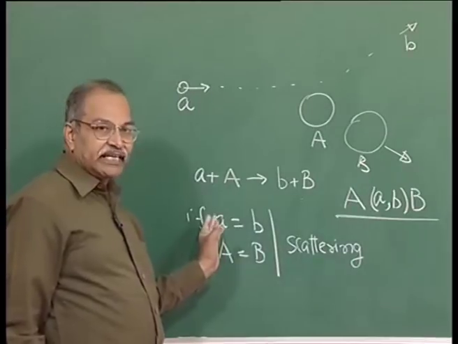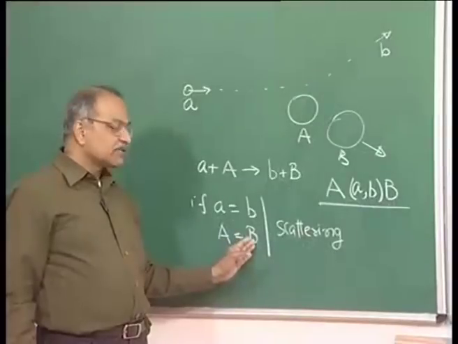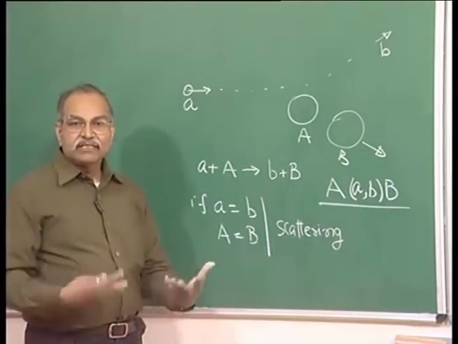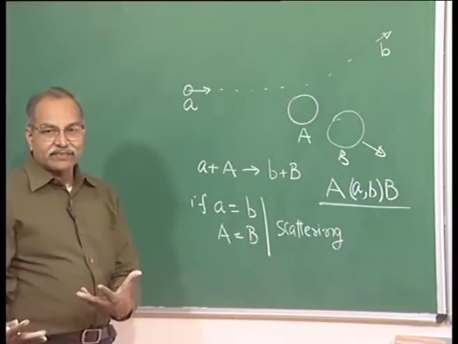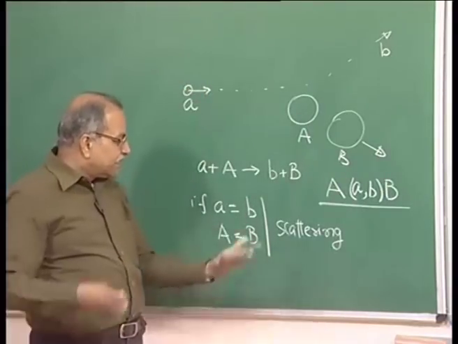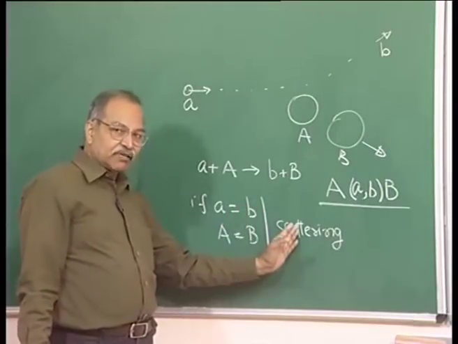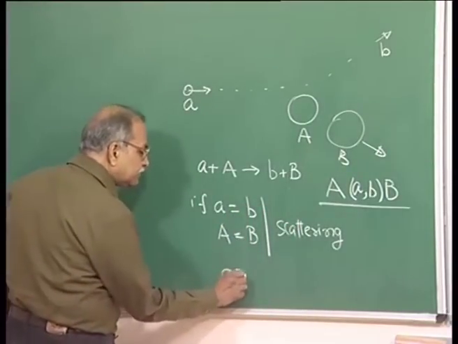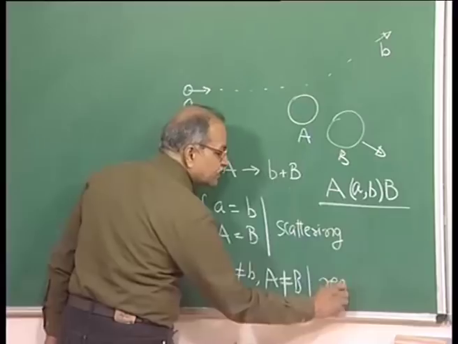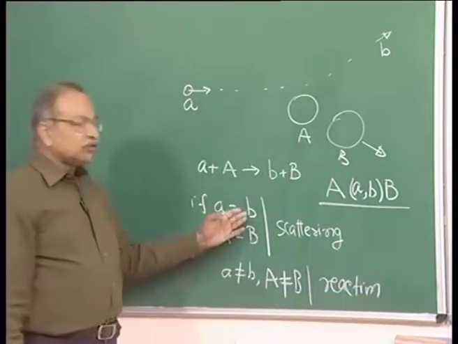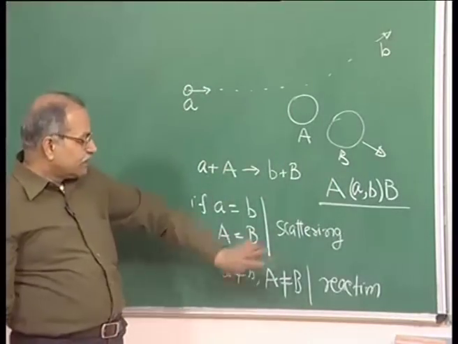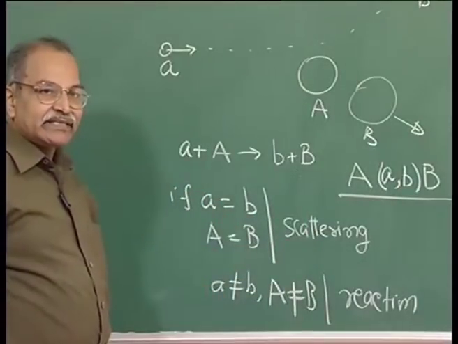And if a and b are really different, and this capital A and capital B are really different, so some nucleons have gone from this particle to that particle and so on, then you generally call it nuclear reaction. Although this whole thing can also be termed as nuclear reactions, but normally it is a loose term. This is scattering, perfect, and if a is not equal to b and this capital A is not equal to B, this is nuclear reaction. But then this is also nuclear reaction. So, nuclear reaction is a bigger word, right? But inside that bigger word we still call this scattering and this reaction.